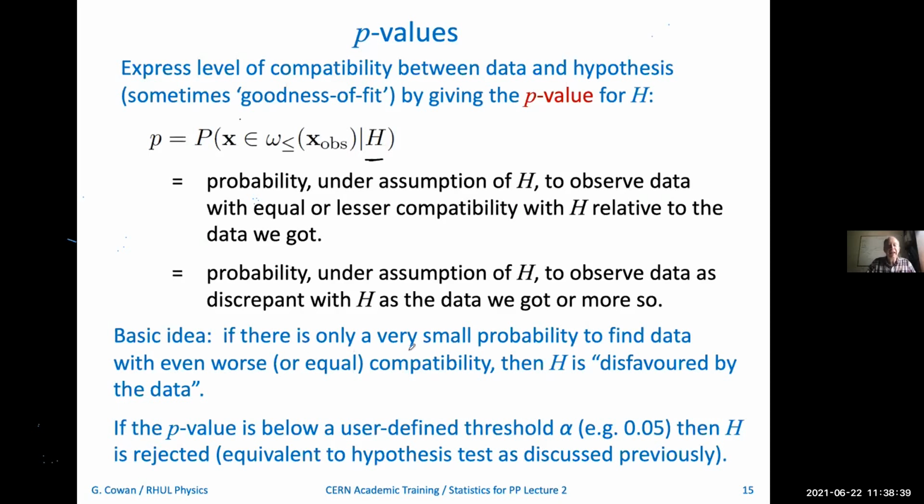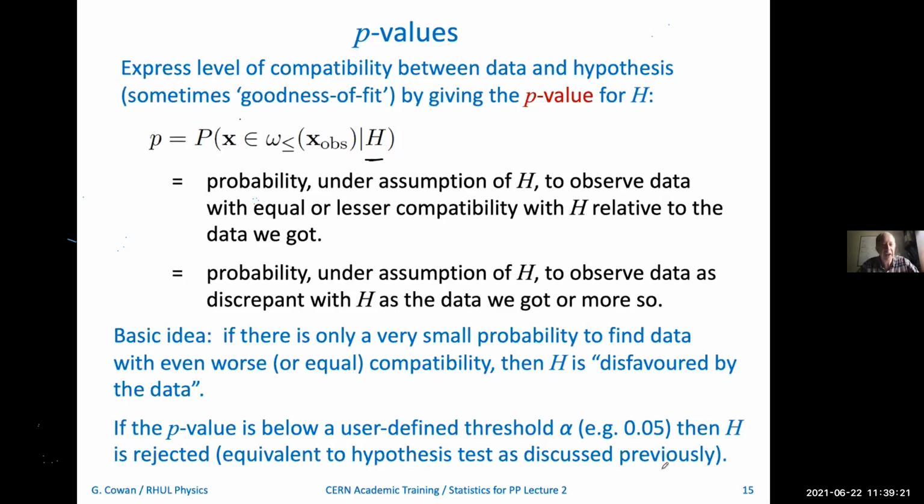And so what you would say then is that that hypothesis is disfavored by the data, right? Because after all, there would be only a very small probability to find data as discrepant or even more so. And the way this is usually treated is the following: if this p-value is found below a certain user-defined threshold, alpha, for example 5%, then you would reject the hypothesis. You could then also make a binary statement, and this would be equivalent to the hypothesis test as discussed previously. I'll describe that in a bit more detail in just a second.